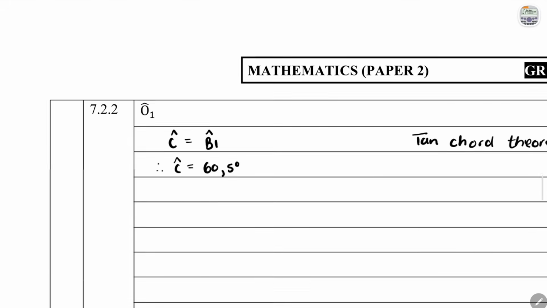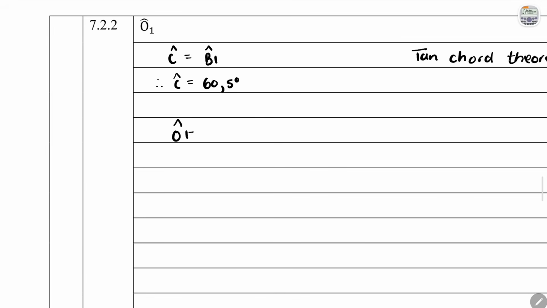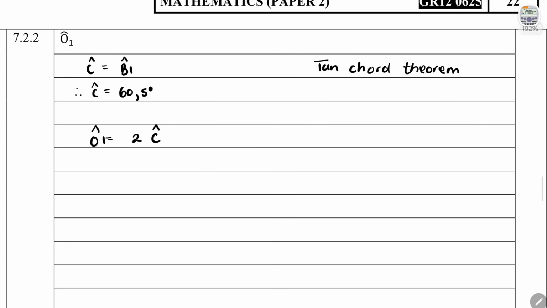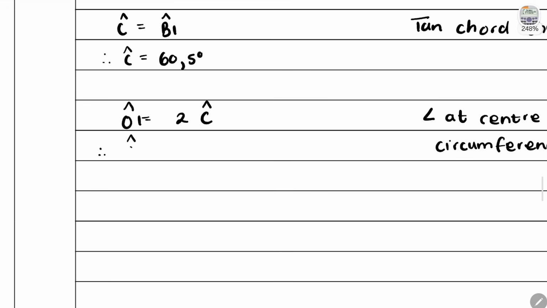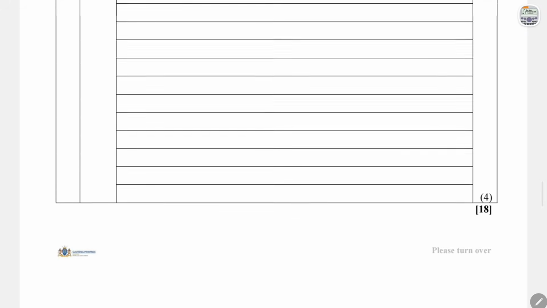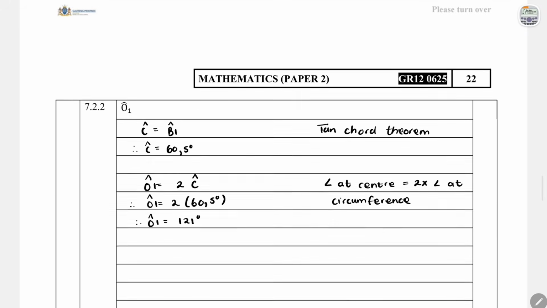So we can go ahead and say angle O1 is equal to twice the size of angle C. And so this is because of the angle at the center being twice the angle at the circumference, as long as they're supported by the same chord or arc. And so angle O1 is equal to twice 60.5 degrees. And you see that this takes us back to 121 degrees. And that is our answer. And that is it for question 7.